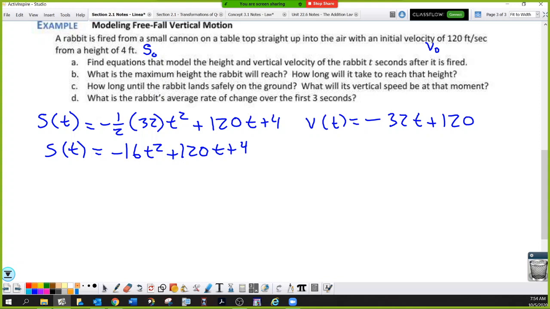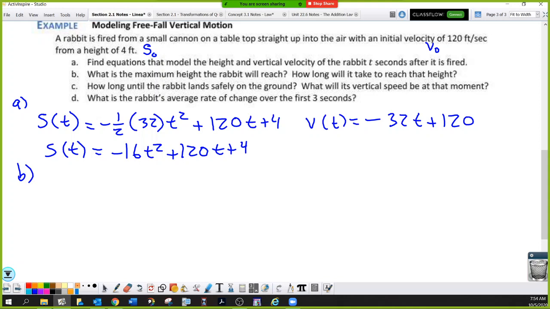Okay. So that was A. Let's see, part B. Part B says, what is the max height the rabbit will reach, and how long will it take to reach that height? Well, we know we're talking about heights, and our S of t is our height. So we're talking about the parabola there. Let me ask you guys, on a parabola, where would I find my maximum? The vertex. Yeah, so we're just looking for the vertex. It says, what is the maximum height? That's the y value of the vertex. And how long will it take? That's your t value of the vertex. You're just looking for your vertex.